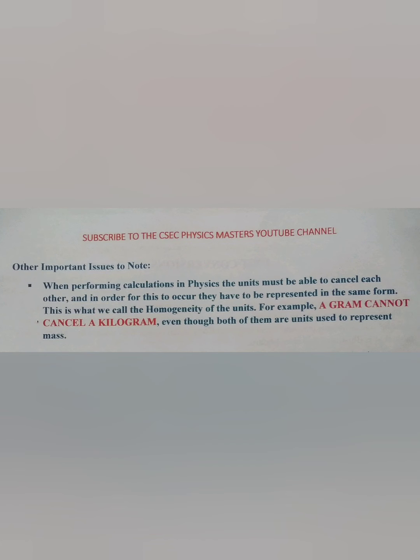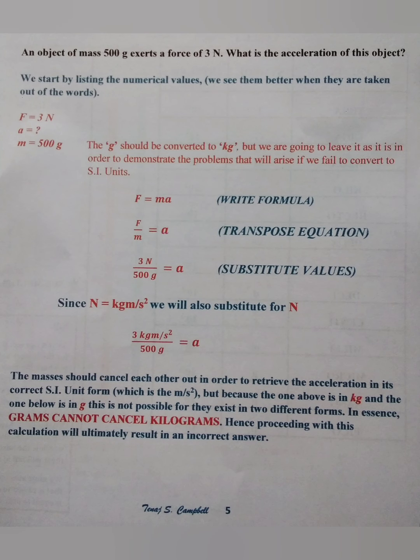When performing calculations in physics, the units must be able to cancel each other, and in order for this to occur, they have to be represented in the same form. This is what we call the homogeneity of the units. For example, a gram cannot cancel a kilogram, even though both of them are units used to represent mass. Pay keen attention to the calculation that is demonstrated below as we try to augment and cement the understanding of what we are driving at.